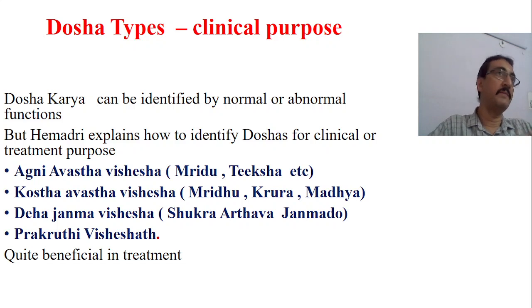For the purpose of the treatment or clinically, what are the different types of the doshas that you need to identify? Number one is Agni Avastha Vishesha. Doshas can be considered as Mrudu, Tishna or Manda, depending upon the Agni Avastha Vishesha. This is one type. Second one is Koshta Avastha Vishesha. Doshas can be causing Mrudu Koshta, Krura Koshta or Madhyama Koshta. Again, this is Koshta Avastha Vishesha.